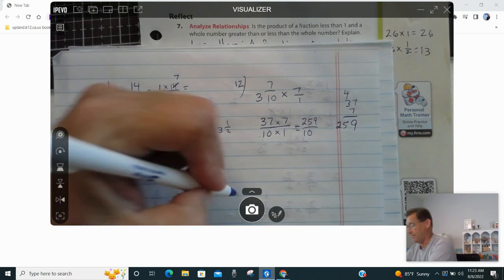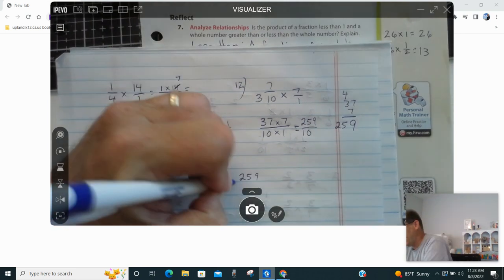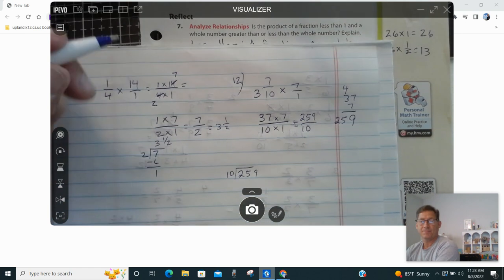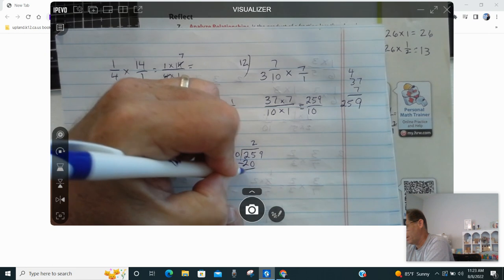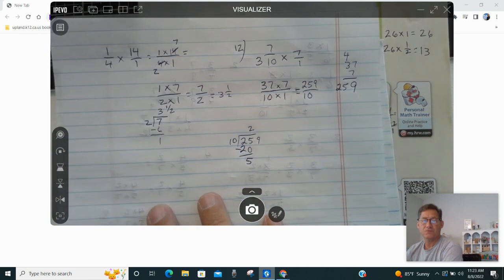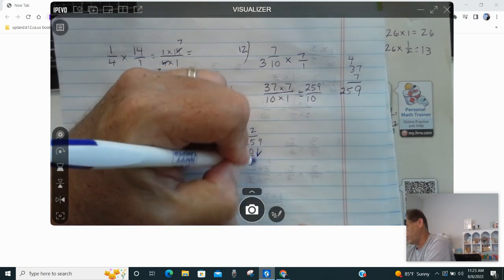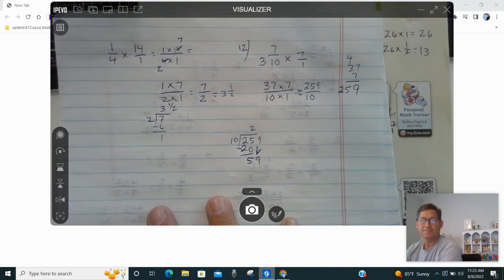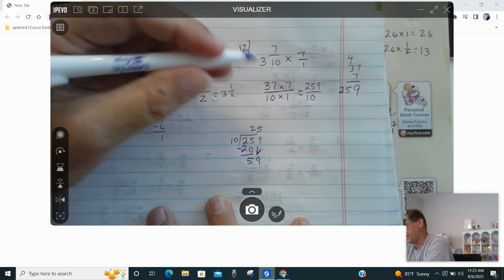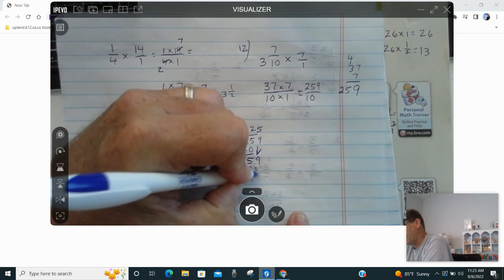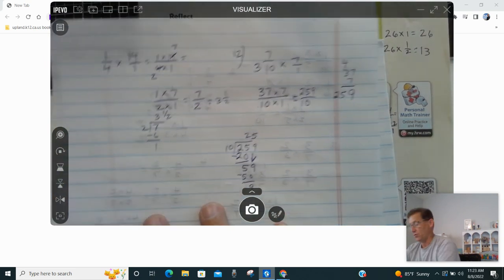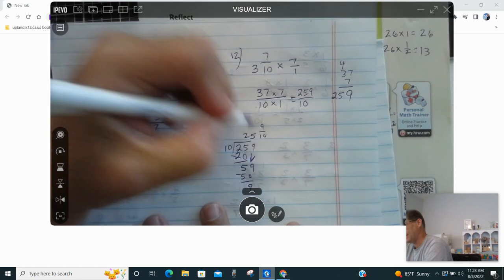Okay, let's simplify that now. 259 divided by 10. We can take 2 10s from 25. And we have 5 left over. And we're going to bring down the 9 1s. I can take 5 10s from 59. And I'd have a remainder of 9. So 25 and 9/10.